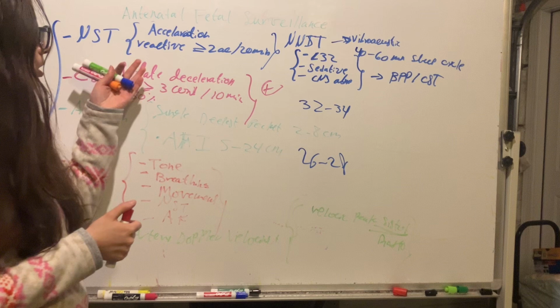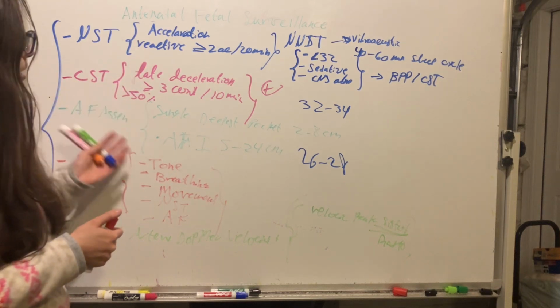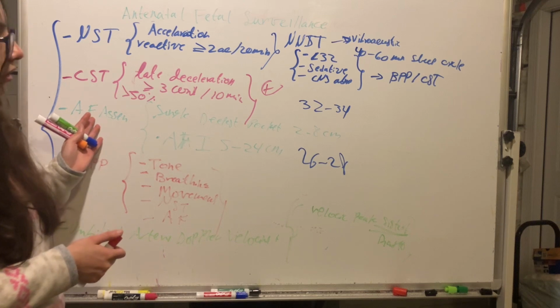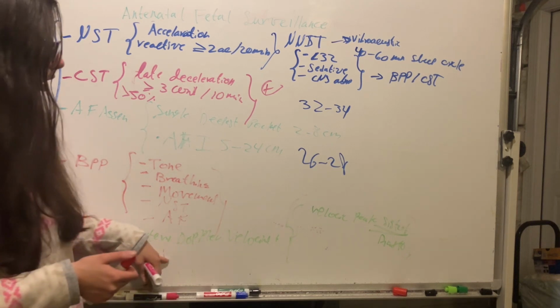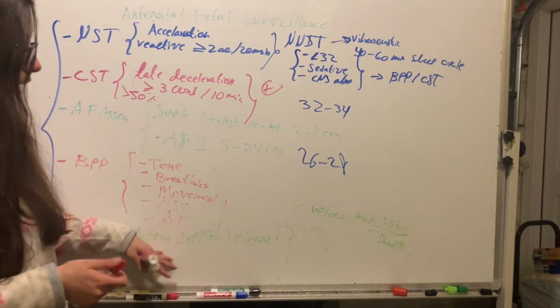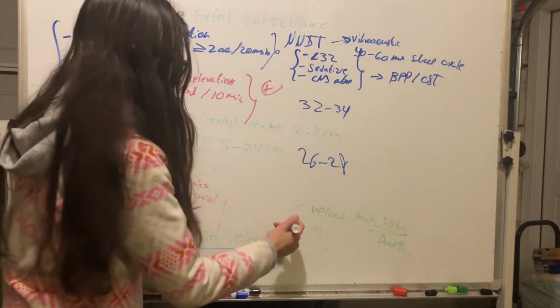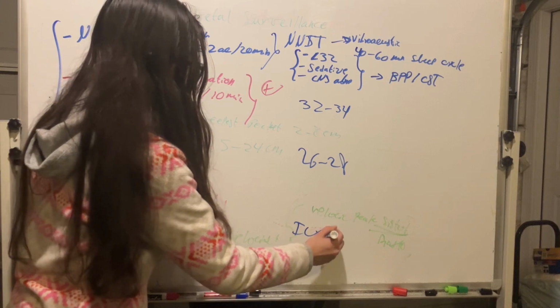What do we use for antenatal fetal surveillance? We use non-stress test, contraction stress test, biophysical profile, amniotic fluid assessment, or umbilical artery Doppler velocimetry, but remember that this last one is only for intrauterine growth restriction babies.